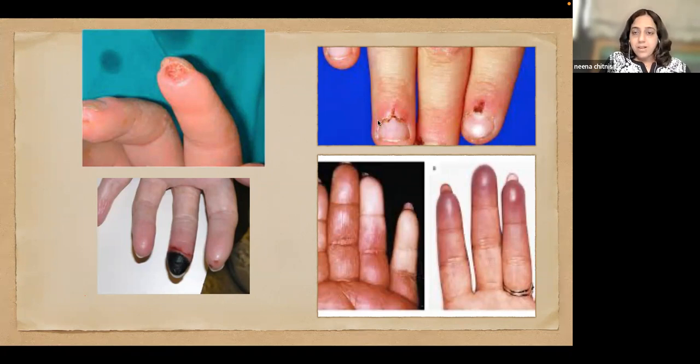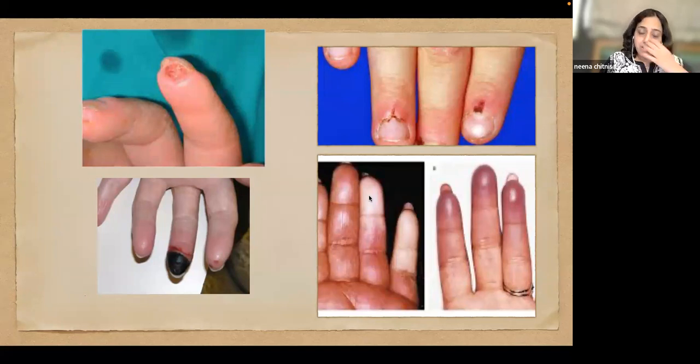Just see this. These are changes at the nail bed. This is called nail bed vasculitis. It is seen in diseases like dermatomyositis and also scleroderma. If you see, this is called Raynaud's syndrome.